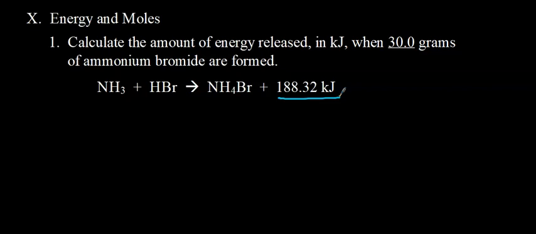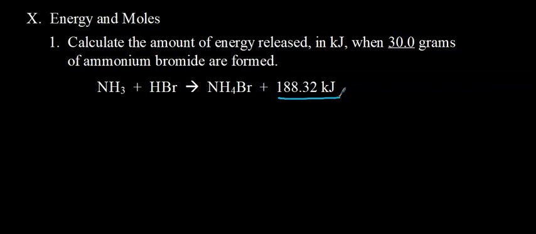Well, it's a trick question because it depends on how much of the reactants react. The more NH3 and HBr you have that react, the more energy is released. And the opposite is also true. So what is this 180.32 kilojoules? What does that actually mean?